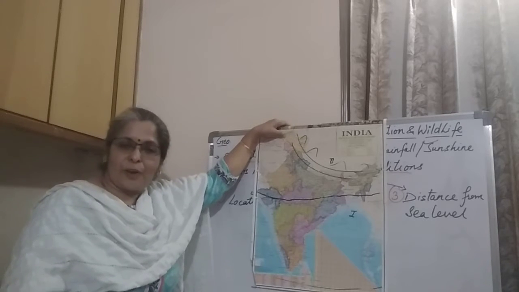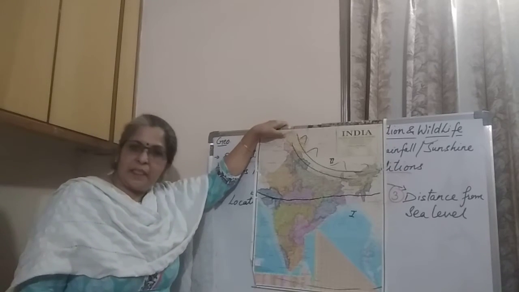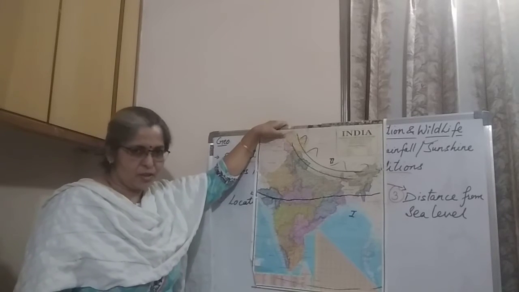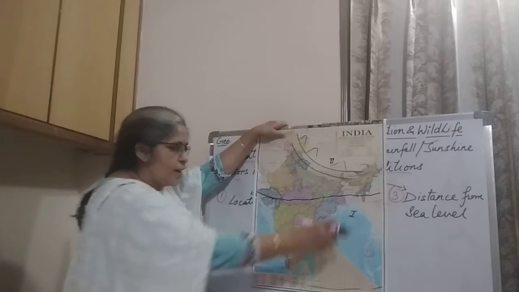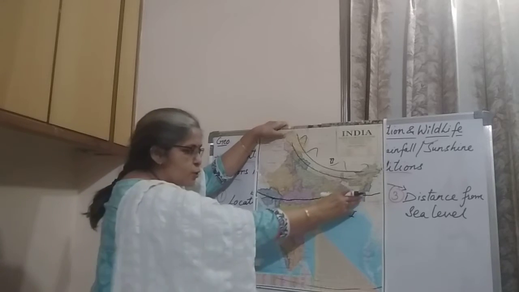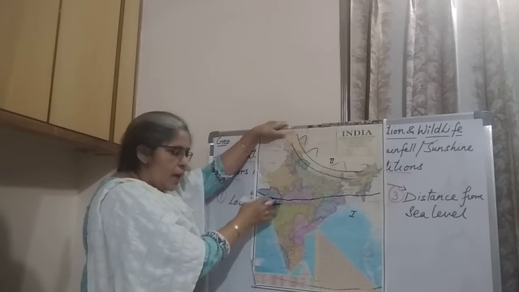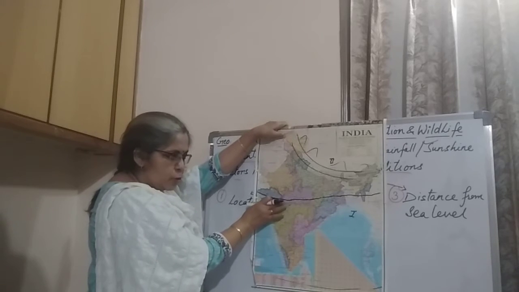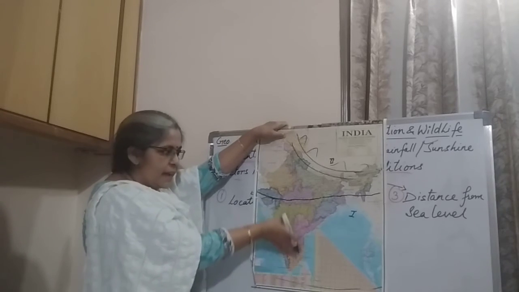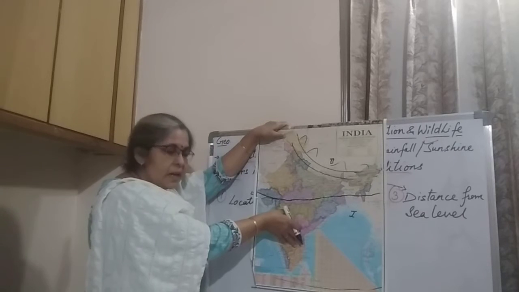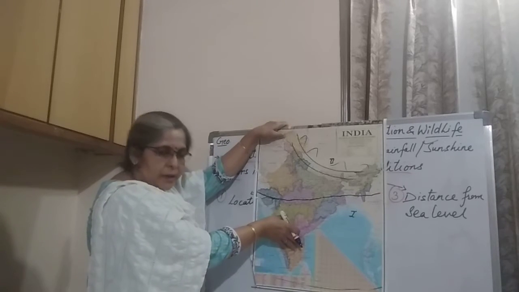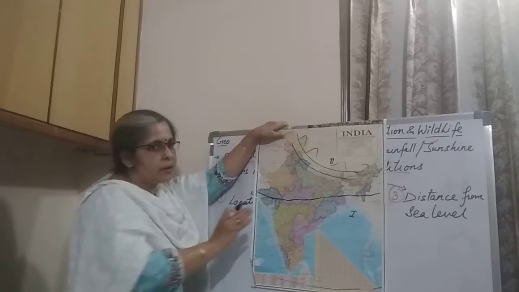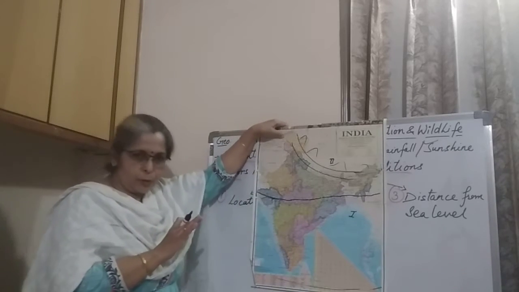This is how the location of our country on the world map affects the climatic condition. Again I am explaining: the Tropic of Cancer passes through, and the down part, which is in between the Tropic of Cancer and the equator, that part of India is the first part, known as the tropical zone, and the above part is known as the subtropical zone. So this was about the location.